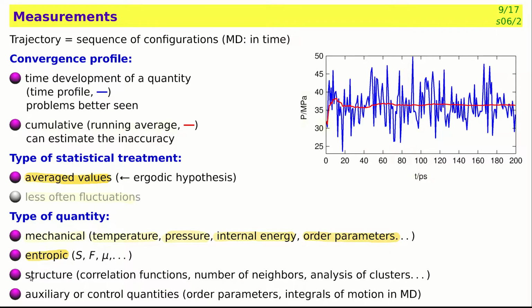Then we have structural quantities. These order parameters may belong also here or here. It depends on how they are defined. And typically these are correlation functions. The correlation functions show us how particle positions or velocities and so on are correlated in space or time.